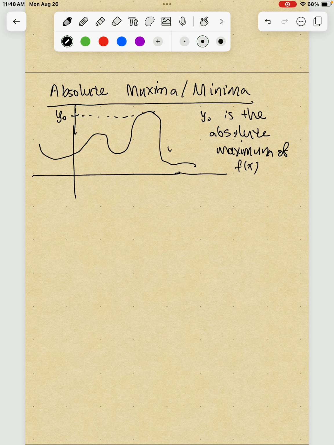So let's call this y equals f of x. Let's assume that the graph just goes down forever, so like that. y0 is the absolute maximum of f of x, and it's attained at, so let's say this point has x value x0, attained at x equals x0. So that's the idea. Now let's go to the definition.